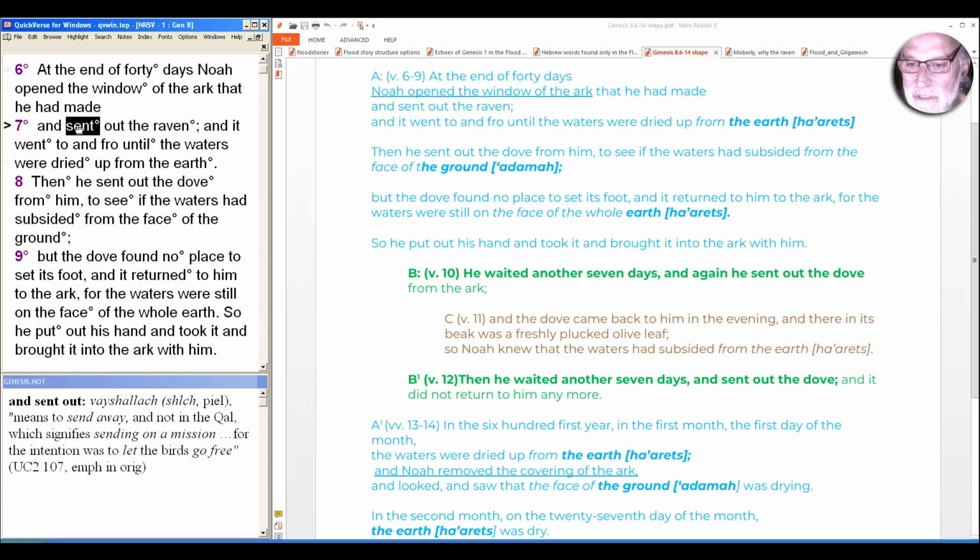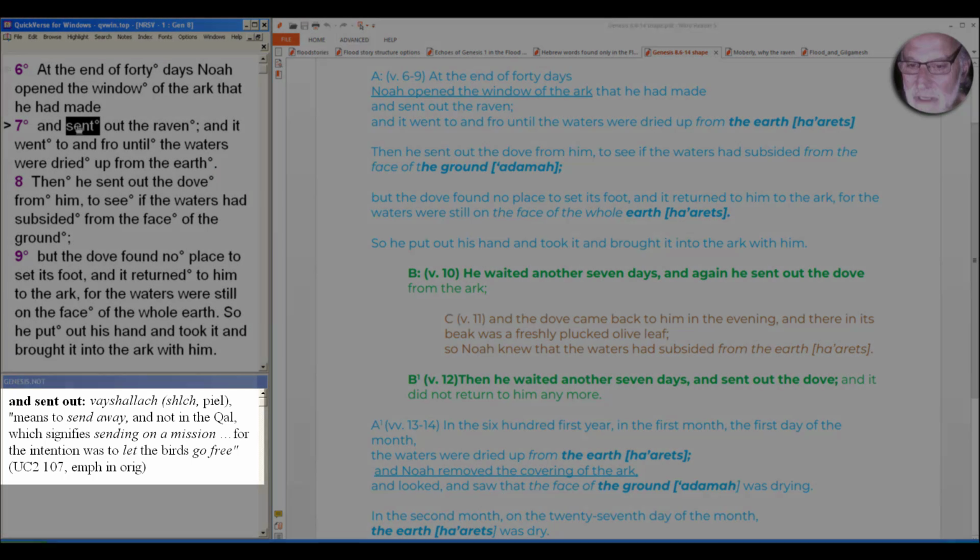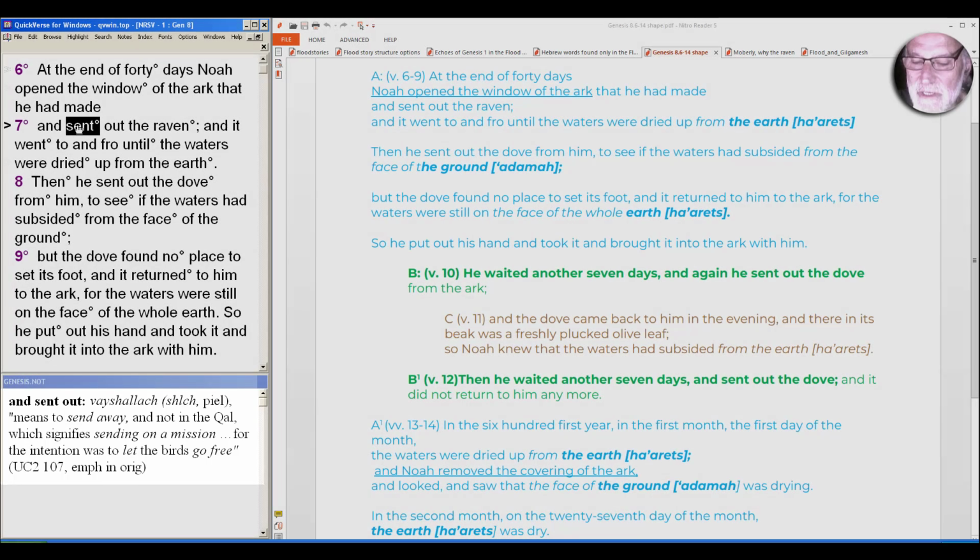So sent out here, the verb here, shalach, and the Piel, that's one of the stems in Hebrew that distinguishes the meaning of it. Here, according to Cassuto, means to send away, as opposed to the Qal, which signifies sending on a mission. For the intention was to let the birds go free. That's certainly his sense of it, that the raven is being sent out to be liberated from the ark.